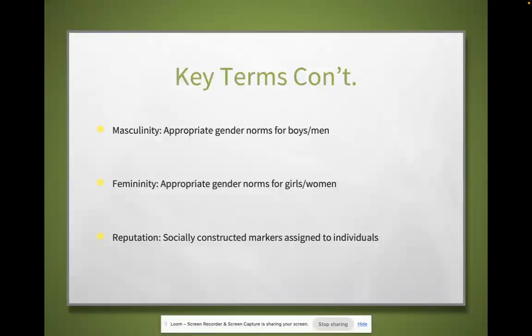All right. And then we also have to think about the gender piece here. So masculinity is the appropriate gender norms that, historically in our society, are expected of boys and men. Femininity is the appropriate gender norms for girls and women. And then reputation is the socially constructed markers assigned to individuals, oftentimes by their peers.